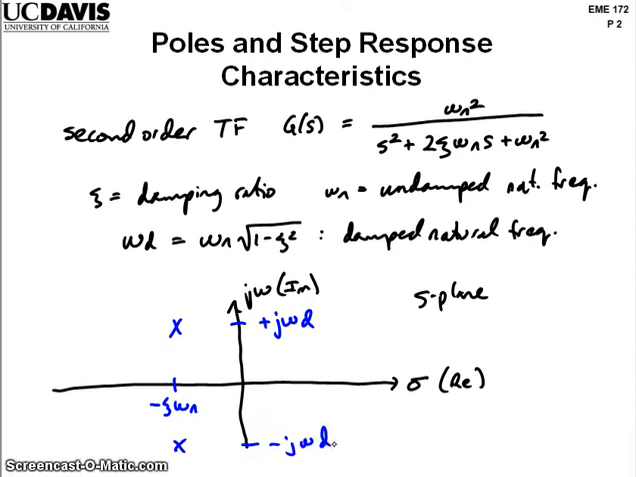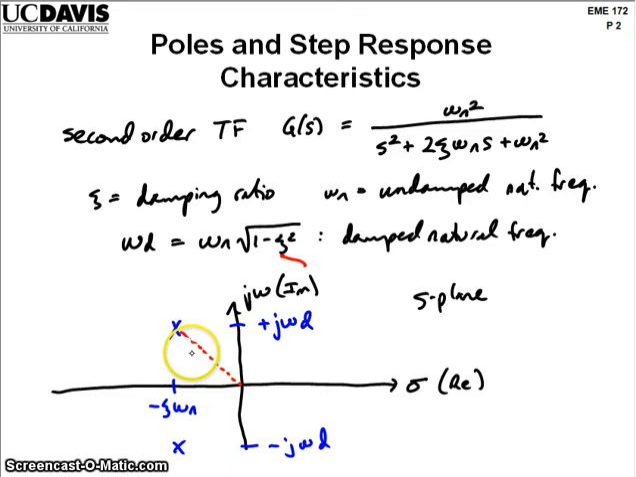The other thing that I told you about these poles is that they always lie on an arc with radius omega n. Let me write that down below here. And the last thing I want to tell you here is that this angle here, I'm going to call theta.